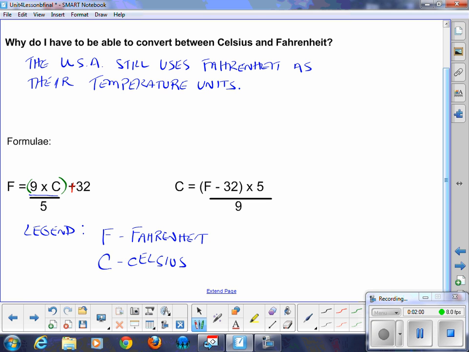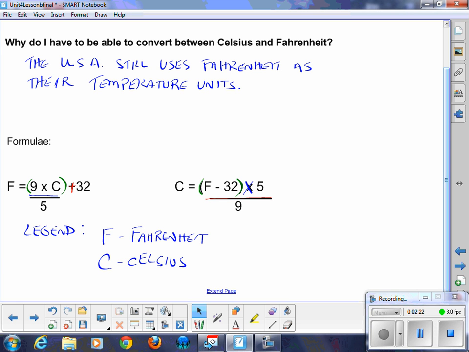Okay. So also over here, if you have Fahrenheit and you want to know Celsius, the first step is you do your brackets, so you do F minus 32. Your second step, if you do it in blue, is to multiply by 5, and then finally your last step is to divide by 9.